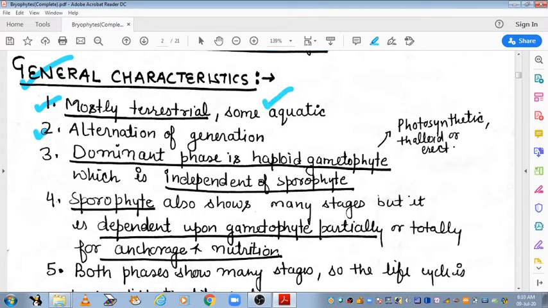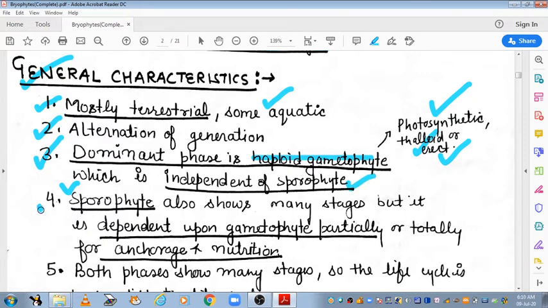They also show alternation of generation, that is two types of phases of lifespan: gametophytic phase and sporophytic phase. But the dominant phase of their life cycle is the haploid gametophyte, which is photosynthetic, thalloid, or it may be erect. Now, the haploid gametophyte is independent of the sporophyte. It does not depend upon the sporophyte.